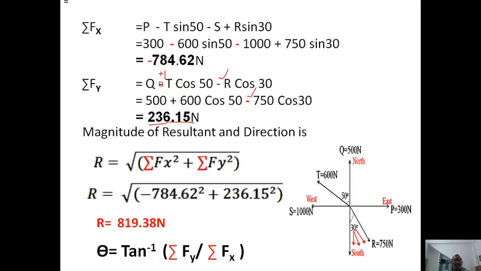So by substitution, if you want to get the magnitude of the resultant and direction, R is equal to the square root of sigma Fx squared plus sigma Fy squared, and therefore, substituting the sigma Fx and sigma Fy values, you get the resultant as 819.38 Newton, and similarly theta equals tan inverse of sigma Fy by sigma Fx.